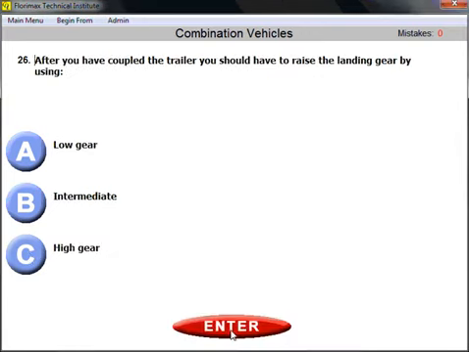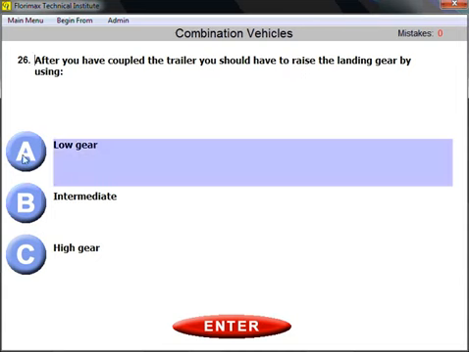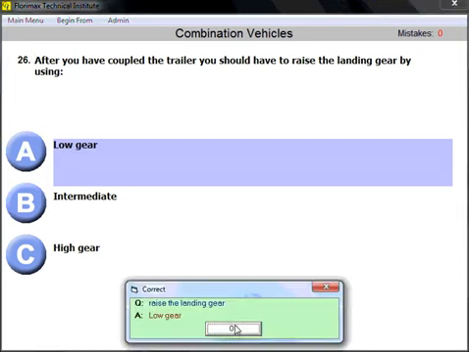Question number 26. After you have coupled the trailer, you have to raise the landing gear by using what? By using low gear. The logic is the same. Every single thing you have to do with caution, preferably slowly, securely. So low gear provides you with security. You need to raise the landing gear by using low gear.